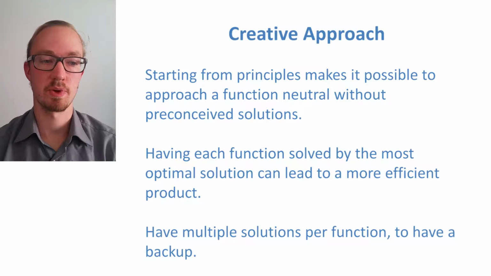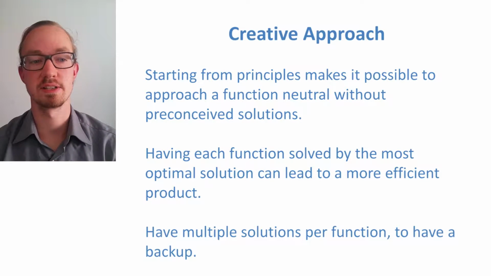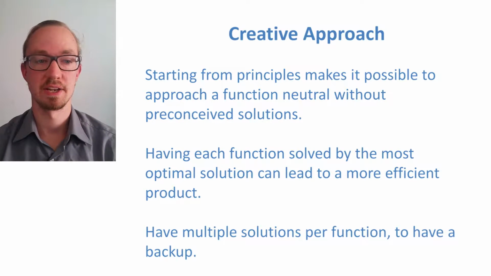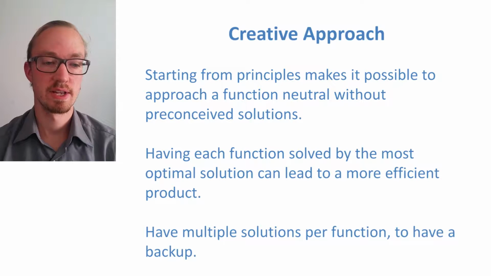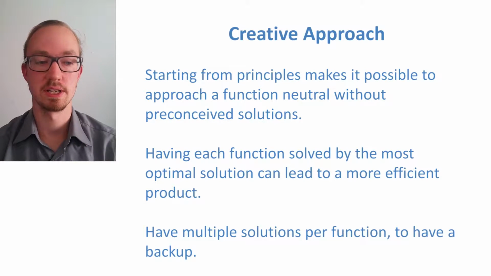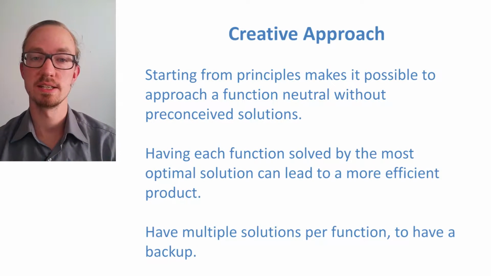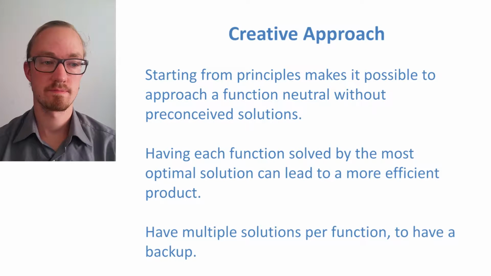An example: if someone thinks of a car engine, he automatically thinks he has to choose between a diesel or gas engine, and then he thinks about how much PS and how many cylinders he should have. But by viewing the function neutrally, it is possible to come up with a better solution. For example, an electric motor that is more efficient and needs less maintenance.